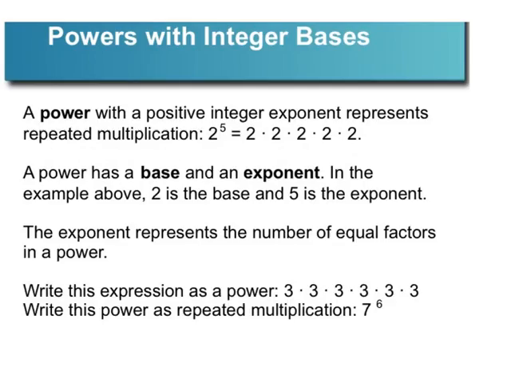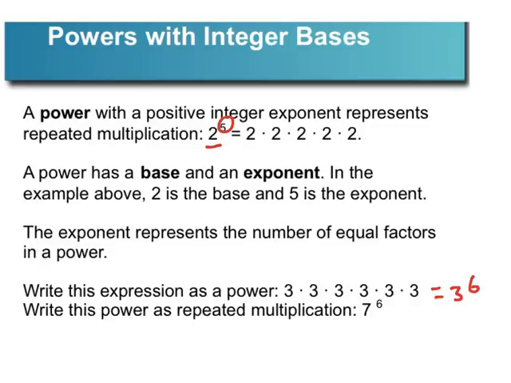A power of positive integers, an exponent, represents repeating multiplication. So 2 to the power 5 is the same thing as having five 2's multiplied. The power has a base and an exponent. In the example above, the 2 is the base, and the 5 is the exponent. The exponent represents the number of equal factors in a power. So we're going to write this expression as the power of 3 times 3 times 3 times 3 times 3 times 3. Well, there are 1, 2, 3, 4, 5, 6 3's. Therefore, it is 3 to the power of 6.